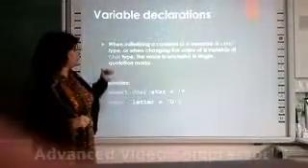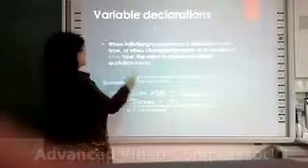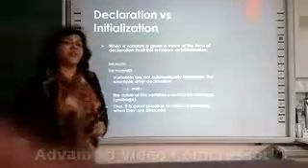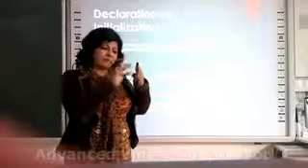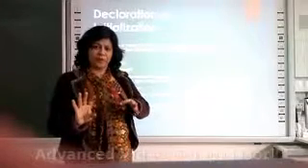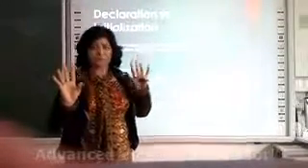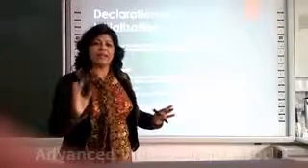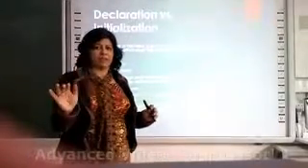Now we come to the second part. Declaration versus initialization. When I declare a variable, what happens is I have simply reserved some memory location and given it a name. I have given int age, but there is no value in age unless and until I input the value or I assign the value. So at present the age is empty, it has got some garbage value.